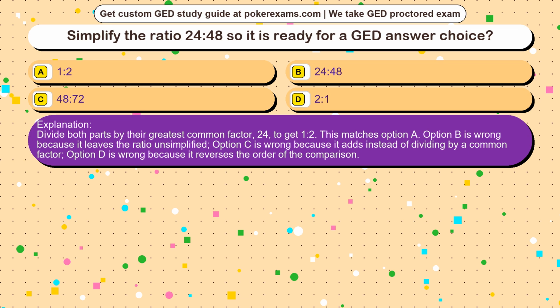This matches option A. Option B is wrong because it leaves the ratio unsimplified. Option C is wrong because it adds instead of dividing by a common factor. Option D is wrong because it reverses the order of the comparison.